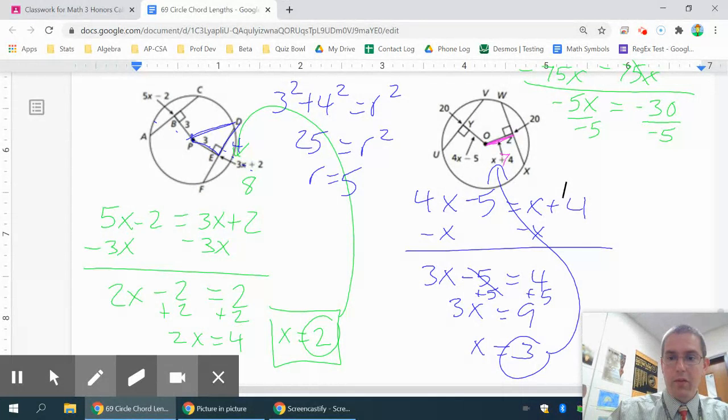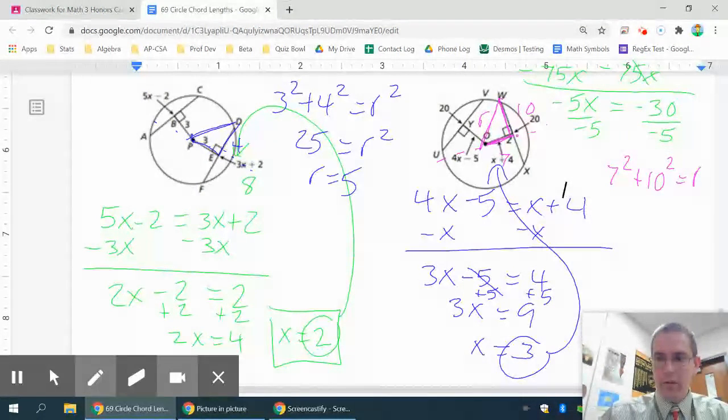And then remember, since a radius is part of a diameter, it will bisect that chord. So that means this side here is 10. And then draw in your radius, and you're ready to use the Pythagorean theorem. So I have 7 squared plus 10 squared equals r squared. So that is 149 equals r squared. And r equals the square root of 149.